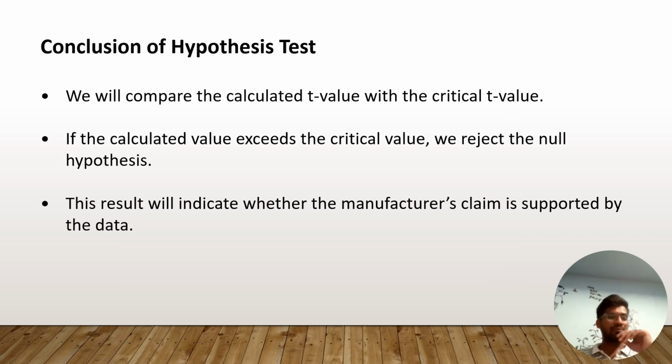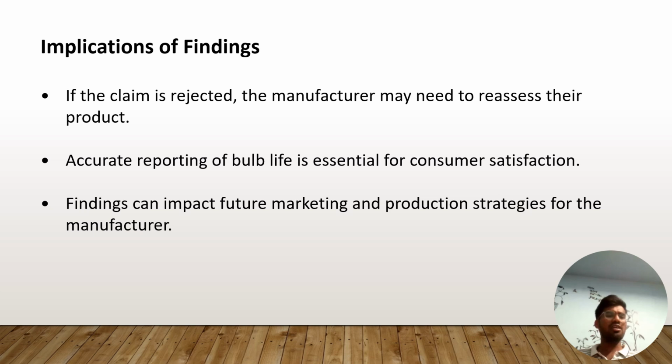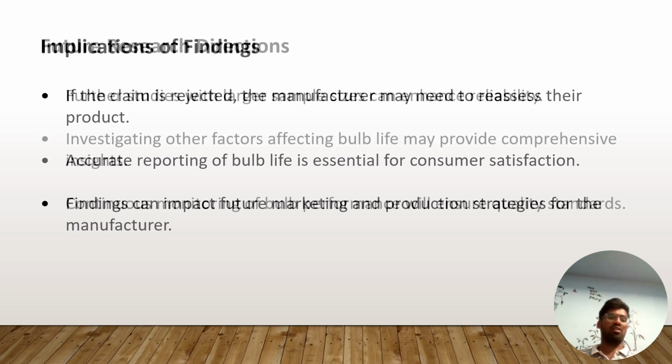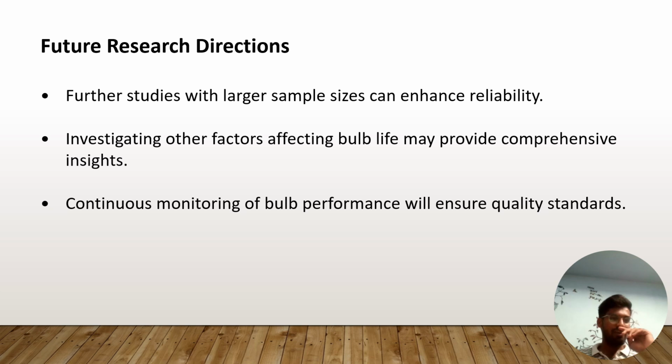We compare the calculated T value with the critical T value. If the calculated value exceeds the critical value, we reject the null hypothesis. The result indicates whether the manufacturer's claim is supported by the data. As for implications, if any rejections occur among the sample bulbs, we consider how the manufacturing is going. In future research directions, further studies with larger samples can enhance reliability. Investigating other factors affecting bulb life may provide more comprehensive insights.